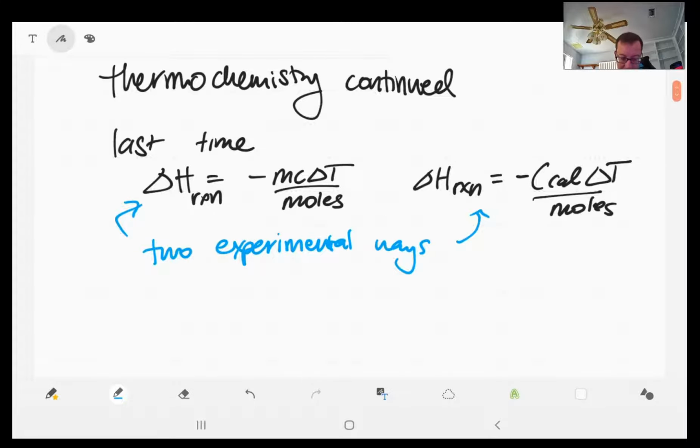I did mention on Tuesday that we'd have 3 more experimental ways. We're only going to cover 2 of those here. The last one we're going to cover when we talk about Lewis structures in a few chapters. So we're going to have a break from thermochemistry for a little bit, and then we're going to come back to it later. So the first one that we're going to take a look at is Hess's Law.